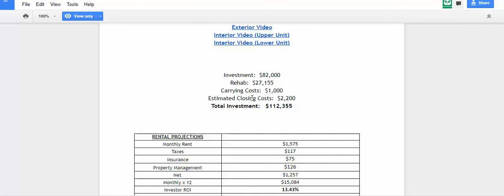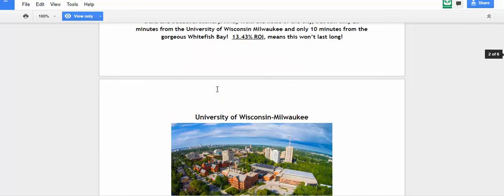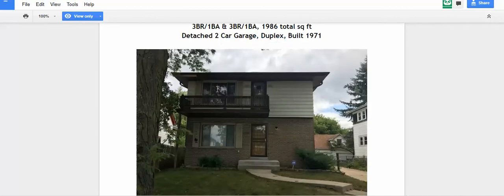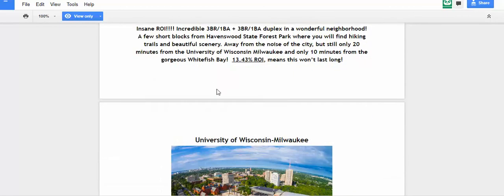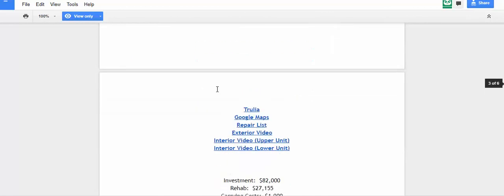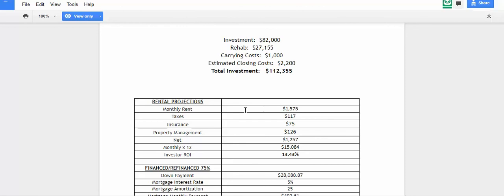So we're going to plug this into my numbers. Buying the house for $82,000, spending rehab of $27,000. This is a duplex. You can see it right here. I'm not sure if this one is still for sale or not. It might be sold already. They gave it to me a couple days ago. But carrying costs are assuming you have $1,000 in carrying costs before it's rented. Closing costs $2,200. Your total investment $112,355.